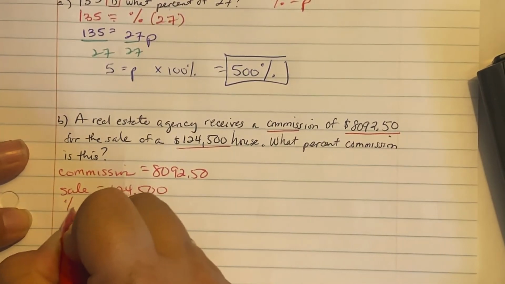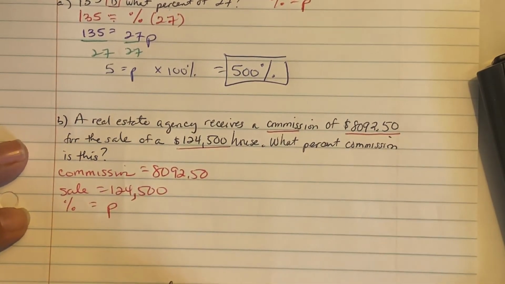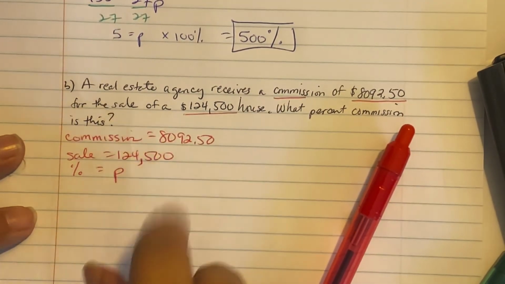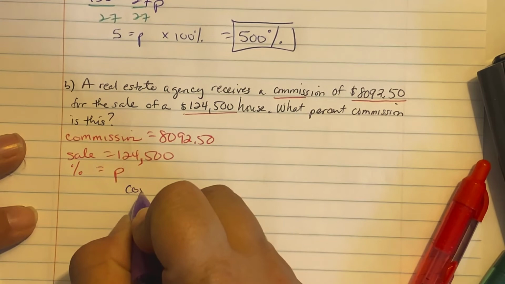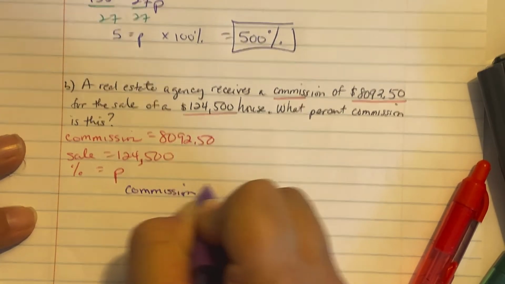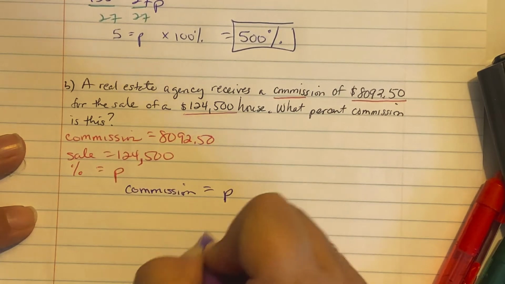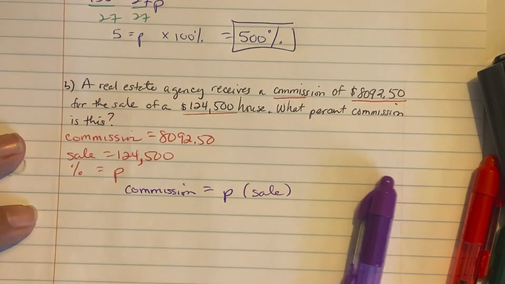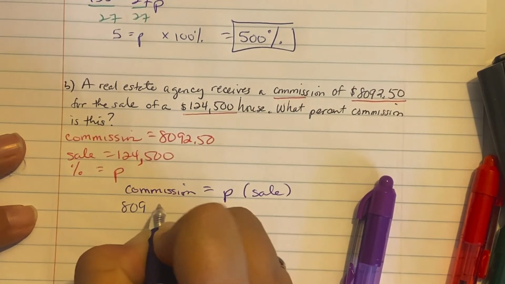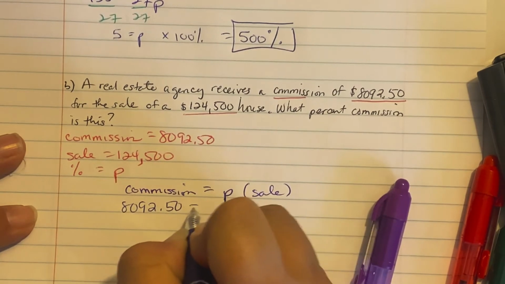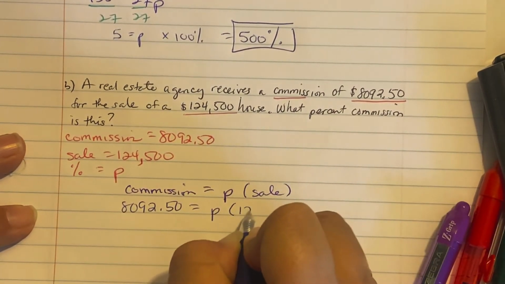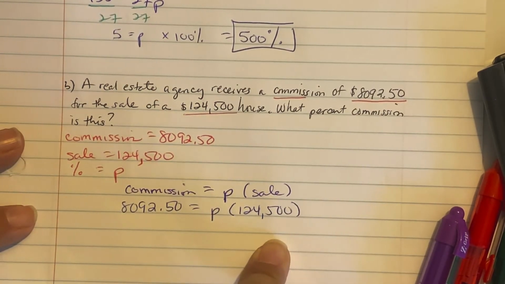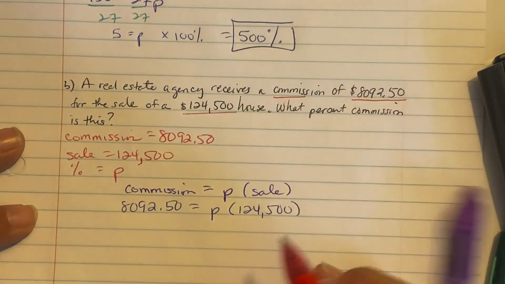Remember, because commission is what we received, we're going to say the commission, that's what we earned, is the P value that we don't know times our sale value, the cost of the house. So we have $8,092.50 equals P times our 124,500 because that was what we started out with. That's how much the house sold for. So now in this instance, we're dividing both sides by 124,500.